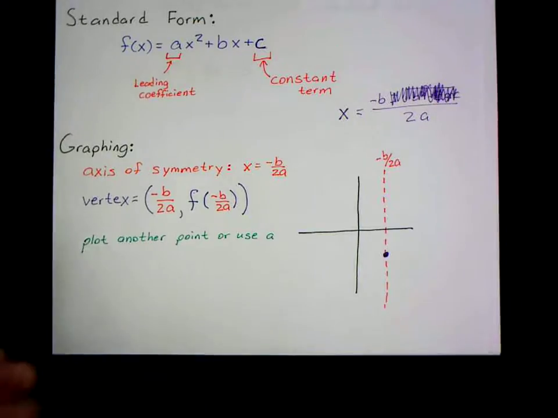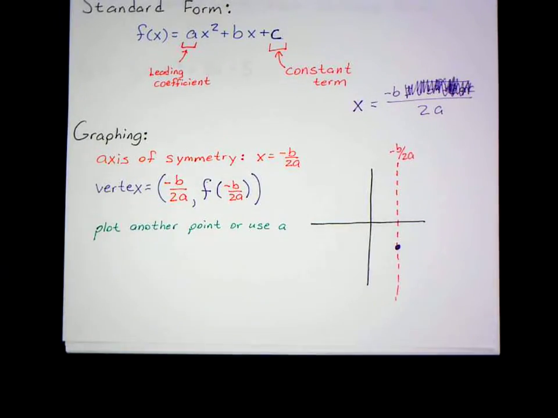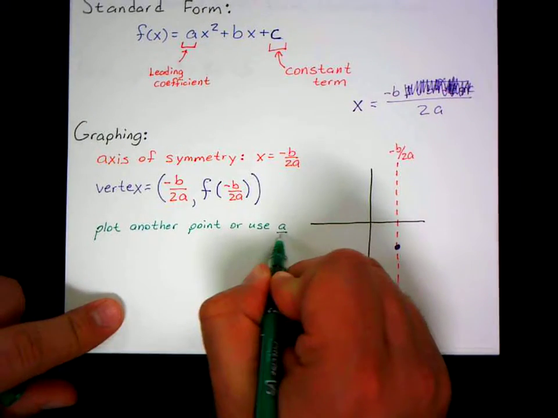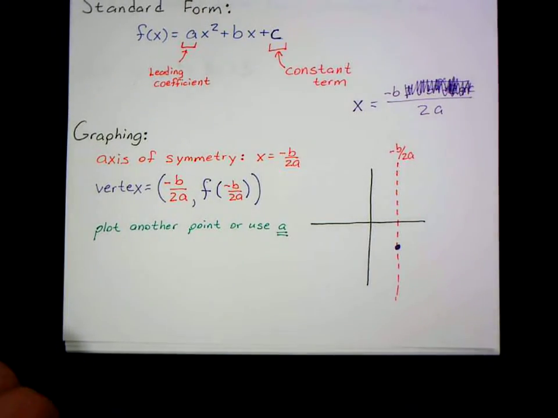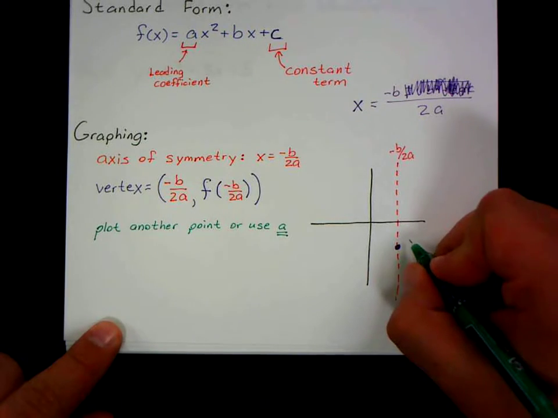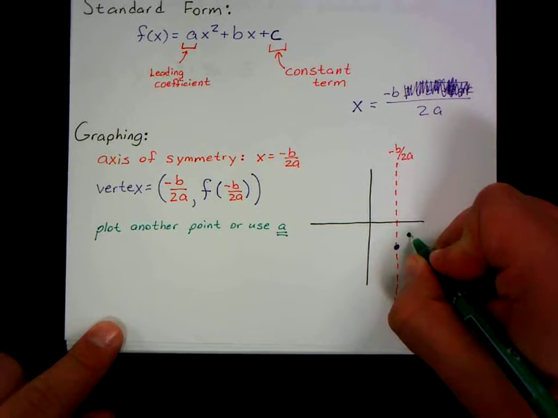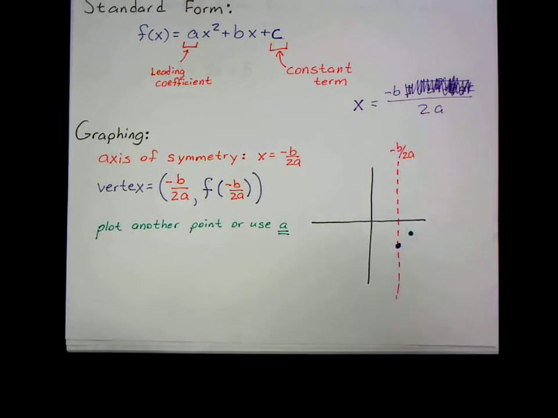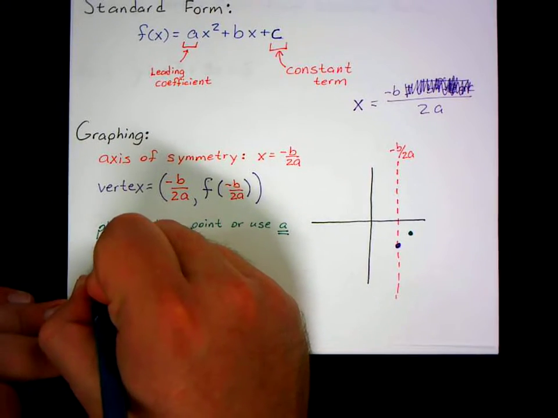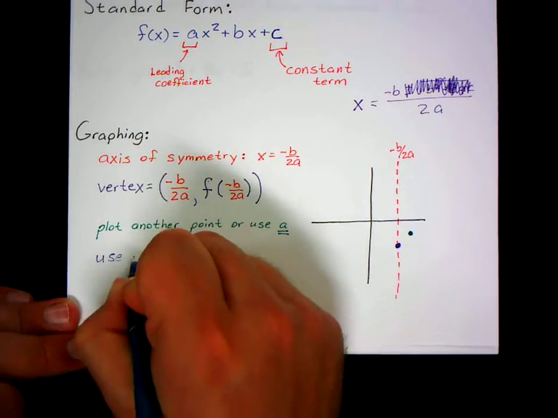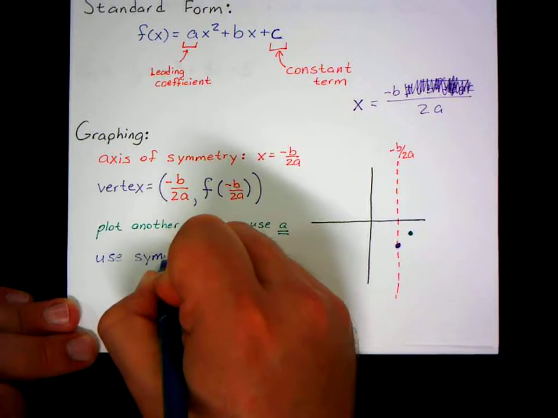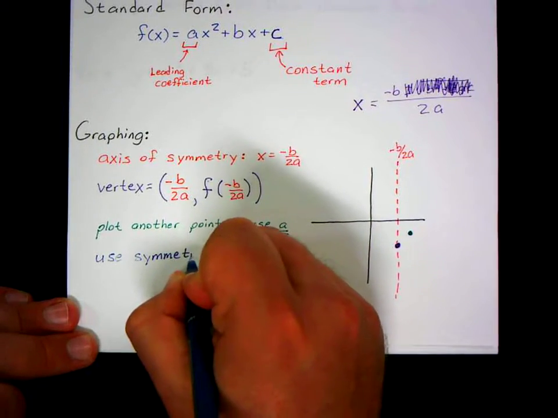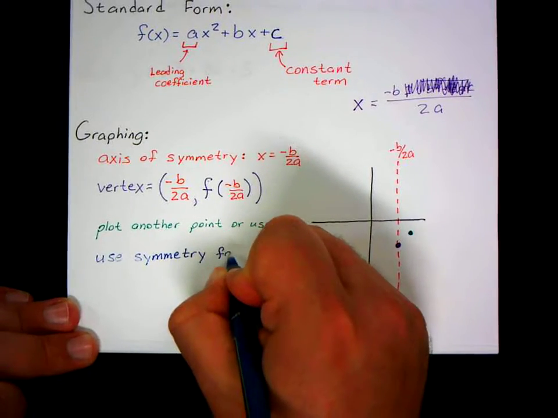Okay, so after that, we plot another point. You can either plug in another x value and plot another point, or you can use the a value. The a value here works exactly like the a value worked before. Doesn't matter. You can choose however you want to do it. Basically, you need another point. Then we use the symmetry for our third point.